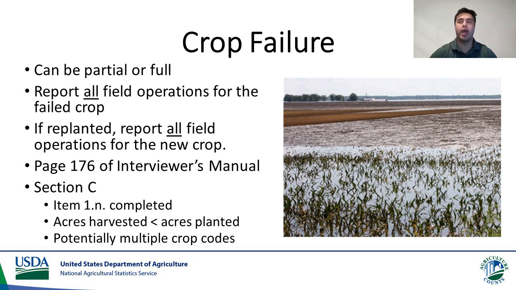Item 1N, acres abandoned or not harvested, will be completed and the acres harvested in item 1L may be less than the acres planted. If the crop was replanted, there will be multiple crop codes. Make sure to include both the failed and replanted crop activities in section I.